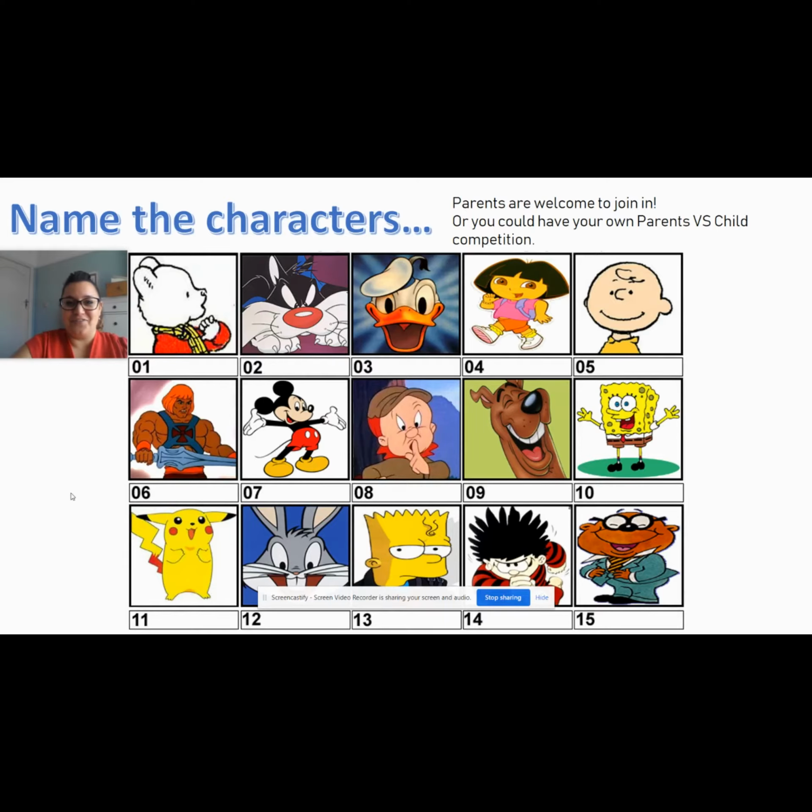So here's our starter activity for today. You can play on your own. You might want your parents to join in with you, or maybe you can do it like a competition between the two of you. Can you name all these characters? Some from books, some from film, some from TV. Good luck.